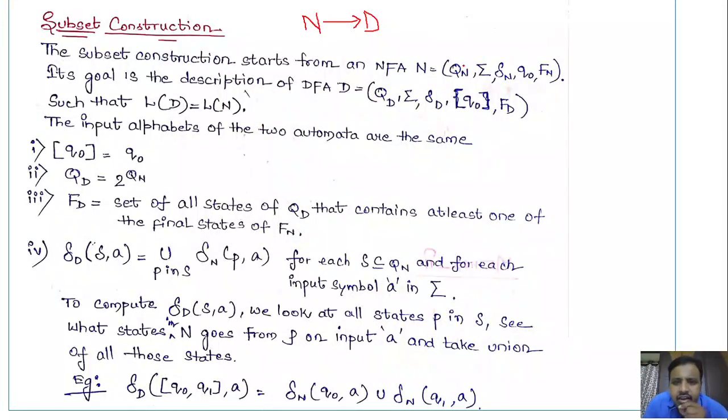Here we have the quintuple like this: Qn represents the set of states in the NFA, sigma is the input symbol, delta n is the transition function in the NFA, Q naught is the starting state, and Fn is the set of final states in the NFA. Here I have denoted the subscript as capital N to represent the tuple related to the NFA. So Qn means states in the NFA, delta n means the transition function in the NFA, and Fn is nothing but the final states in the NFA, right?